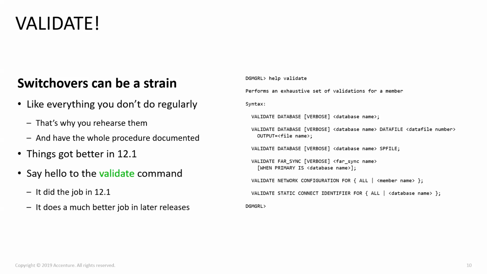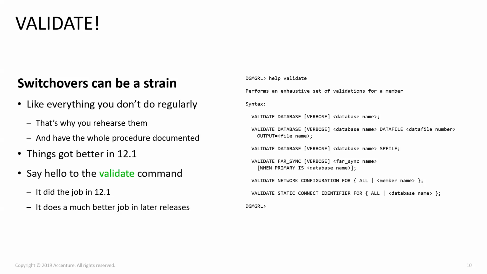And if you haven't seen this yet, there is the help validate command. This is from a 19c database that I just did, and it just shows you what you can do. So here you've got validate database, which has existed for a long time, but then you've got validate database verbose, you've got the SPFILE, the data file validation. If you're using file sync, that's also something you can check. And the network configuration is a very useful check here as well. And what I'm going to show you later on is the static connect identifier for the database.